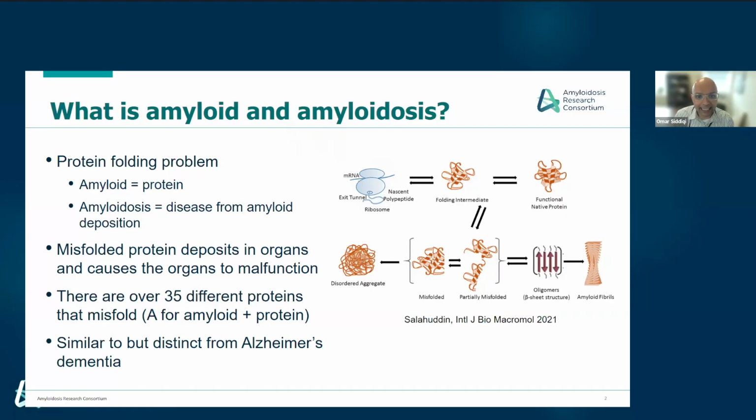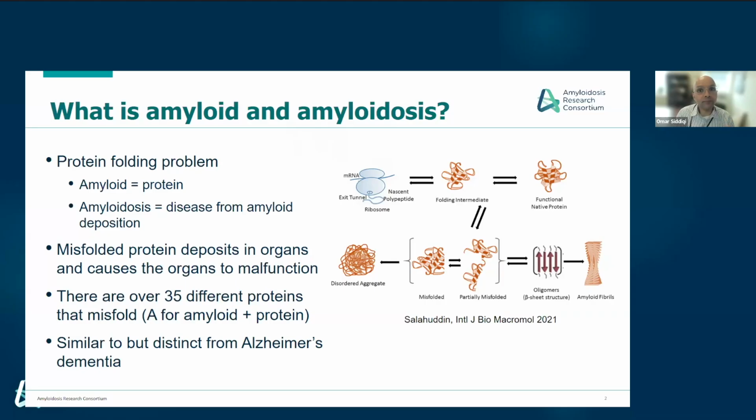You can see on the right-hand side a little cartoon that describes the process by which your body makes proteins. And these proteins adopt certain configurations. So this functional native protein looks something like this. And then for whatever reason, environmental factors, genetic factors, the protein breaks down into various configurations and can form disordered aggregates or can form these beta-pleated sheet structures, which are amyloid fibrils that can deposit in organs. And these misfolded proteins can deposit in various organs like the heart, the kidney, the nervous system, and they can disrupt organ function.